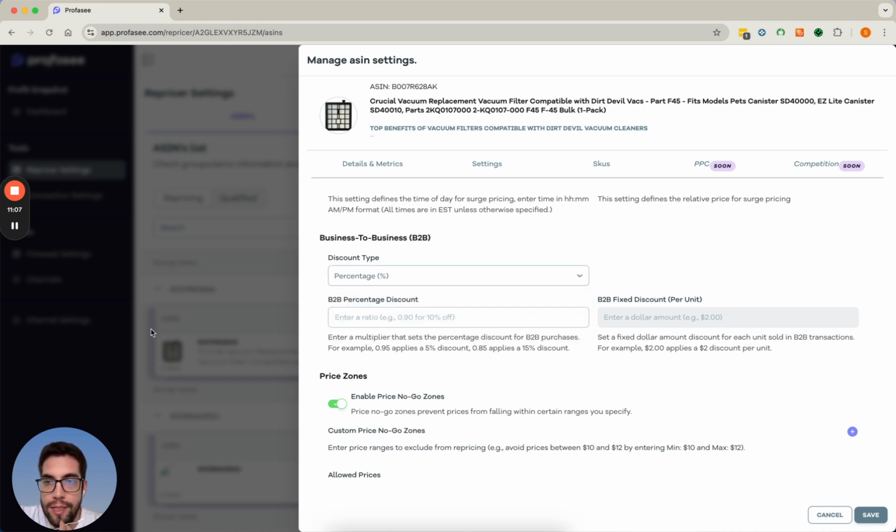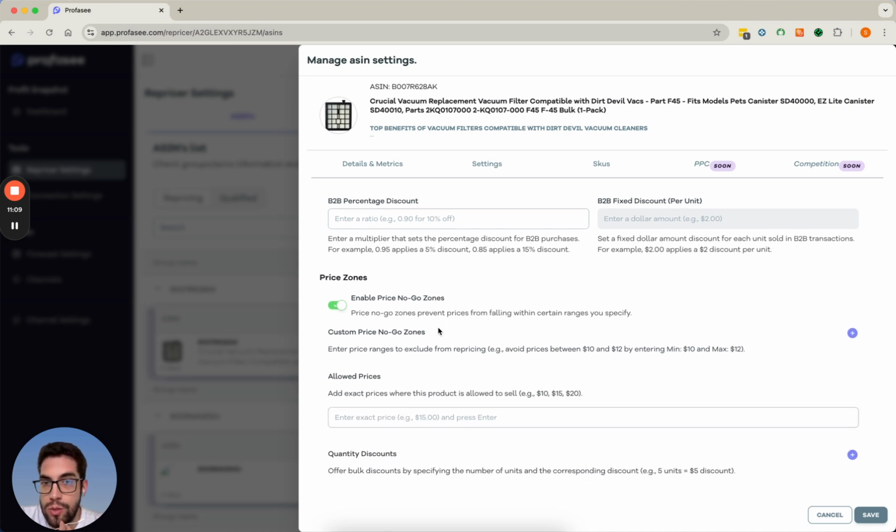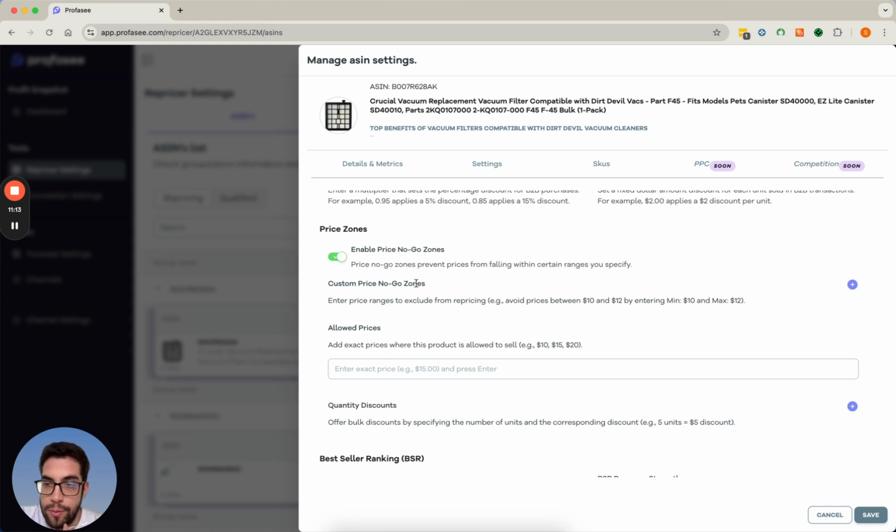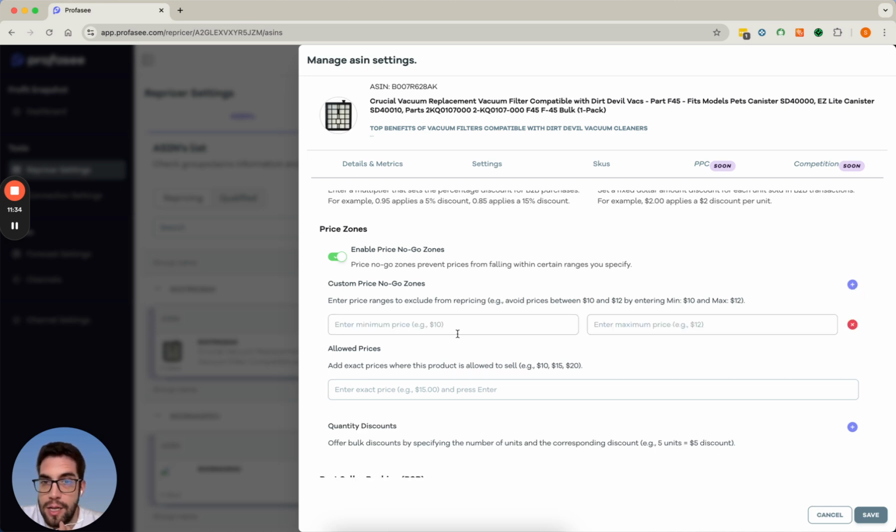Then we have the custom price zones, or price no-go zones. By default, when you enable this, the model already knows that when you go from $9.99 to $11.40 something, you are not profitable due to the Amazon fee structure. So the model already knows that, and it will make sure to skip past those prices to make sure that you're profitable. But you can also add your own. When you press here, you can enter whatever prices you don't want the model to explore, and it will do that.